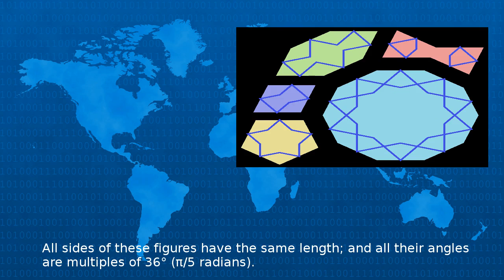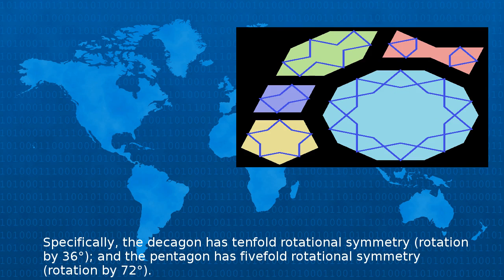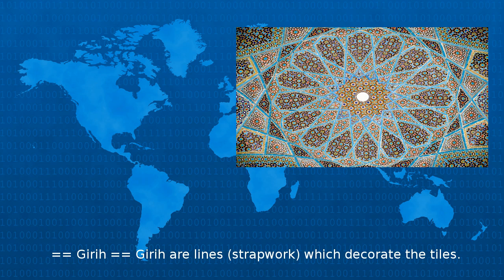All sides of these figures have the same length, and all their angles are multiples of 36 degrees, pi/5 radians. All of them, except the pentagon, have bilateral reflection symmetry through 2 perpendicular lines. Some have additional symmetries. Specifically, the decagon has 10-fold rotational symmetry, rotation by 36 degrees, and the pentagon has 5-fold rotational symmetry, rotation by 72 degrees.